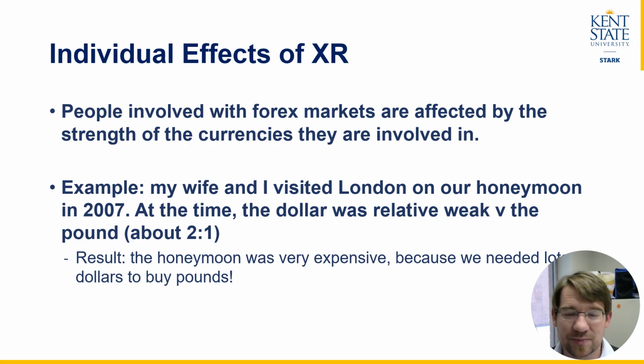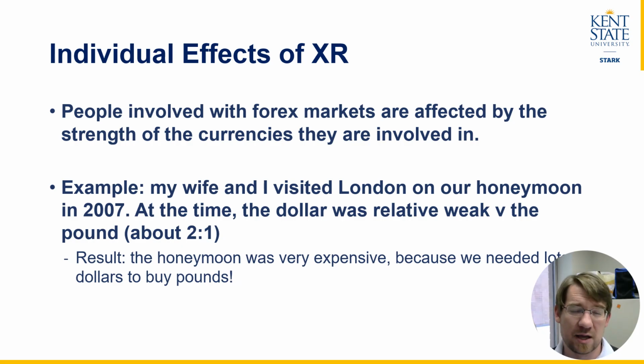So my wife and I, when we got married, we decided we were going to take a big honeymoon in London. Right? So we went to London. We also spent a day in Paris, this kind of stuff. It was back in 2007. At that point in time, the dollar was pretty weak relative to the British pound. In fact, the ratio is about $2 per pound.